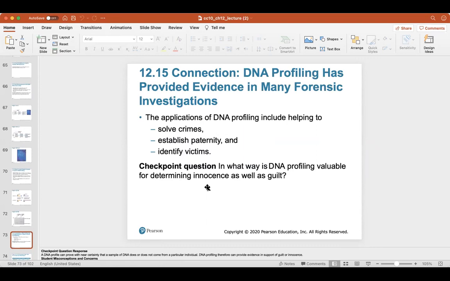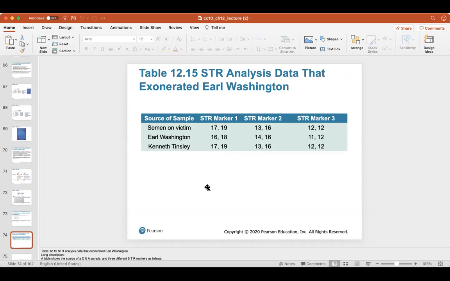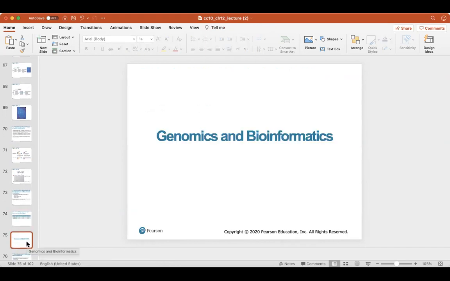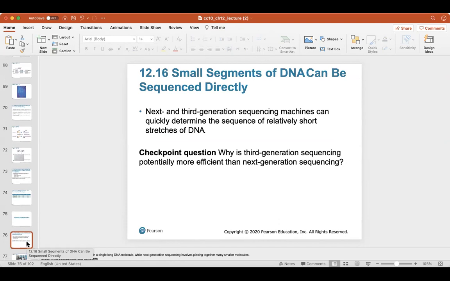DNA profiling can be used to solve crimes, establish paternity, so who's the father, and also identify victims. In what ways is DNA profiling valuable for determining innocence as well as guilt? Well, it can also rule out people. So here's the source of the samples, semen, and the markers, which exonerated Earl Washington. Earl Washington obviously didn't match up as well as the other suspect, so he was exonerated, which proved his innocence.